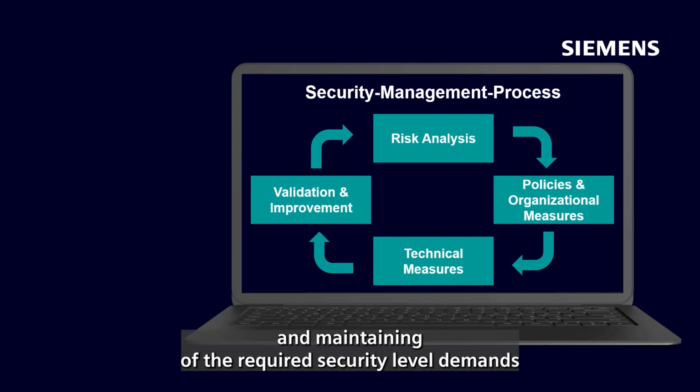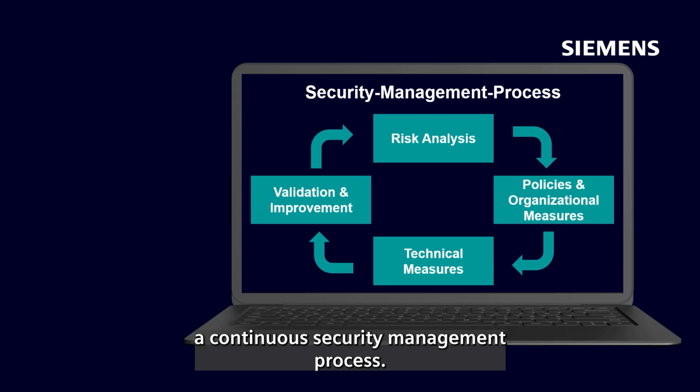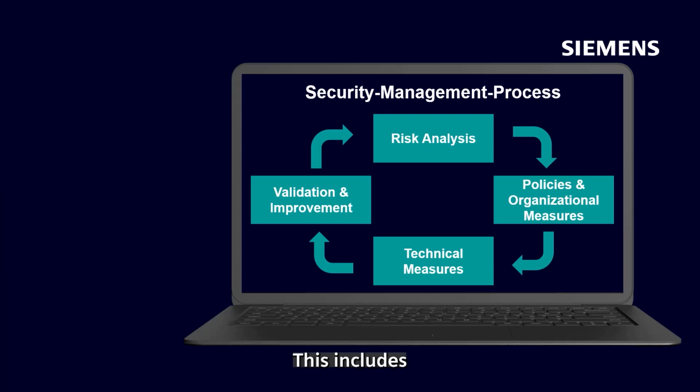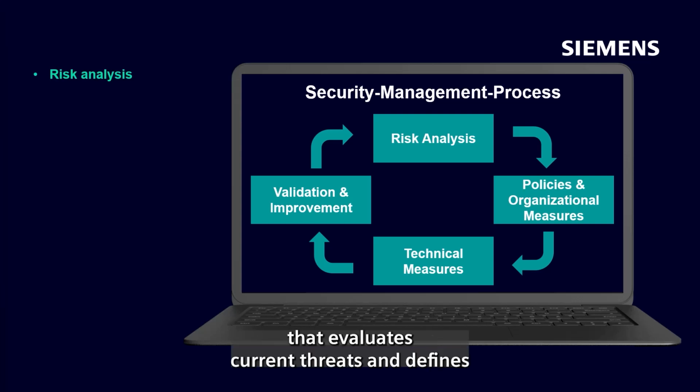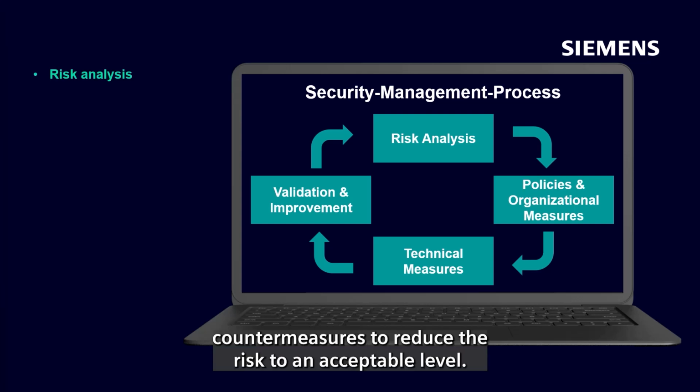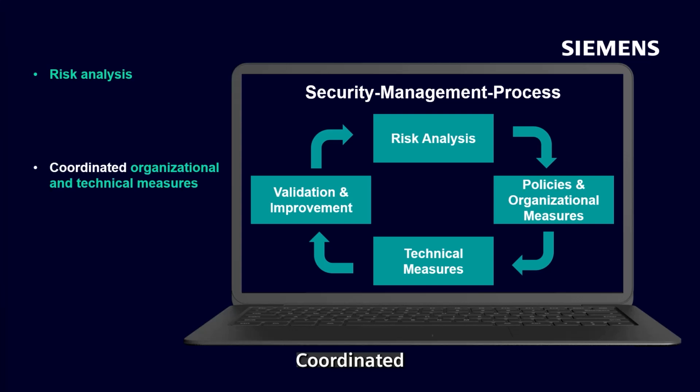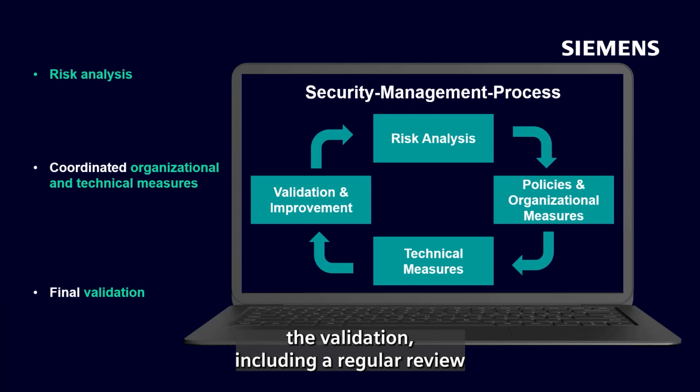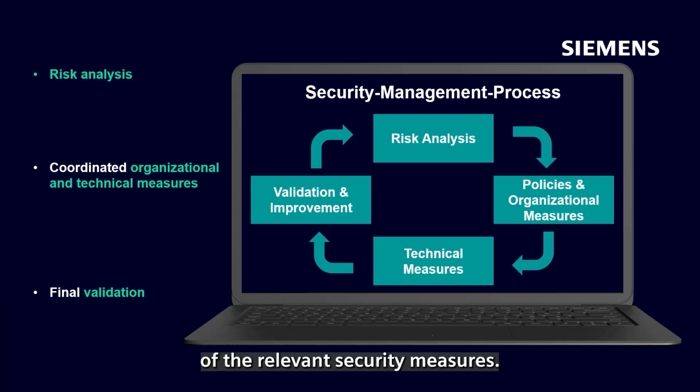Achieving and maintaining the required security level demands a continuous security management process. This includes a risk analysis that evaluates current threats and defines countermeasures to reduce the risk to an acceptable level. Coordinated organizational and technical measures to minimize the identified risks. And finally, the validation, including a regular review of the relevant security measures.